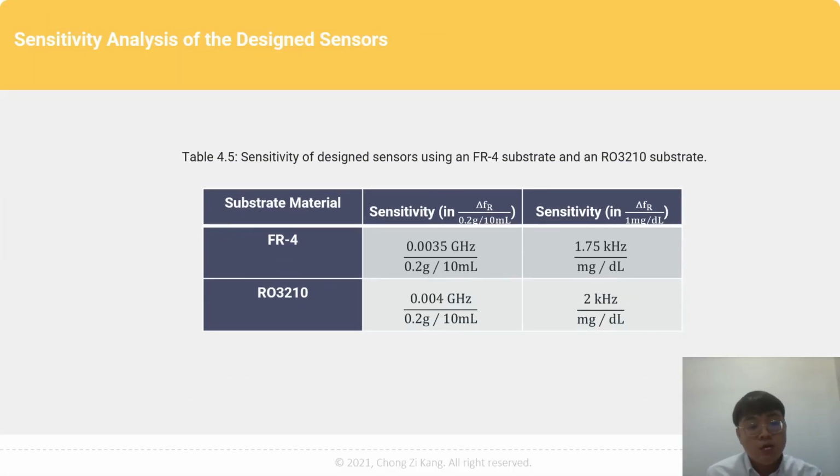The design sensor using the FR4 substrate has a higher accuracy because it has a higher sensitivity than the design sensor using the Rogers substrate, as shown in table 4.5. The best achievable sensitivity for this project according to table 4.5 was 1.7 kHz per milligram per deciliter, which is significantly beyond the best finding published in other literature, regardless of the shape and the volume of the sample under test.